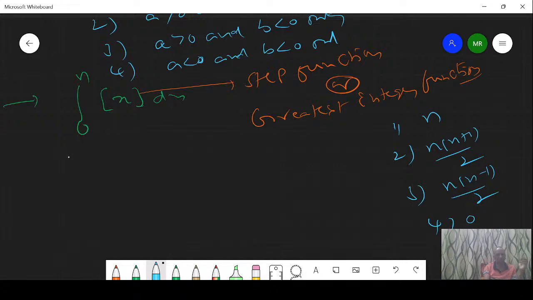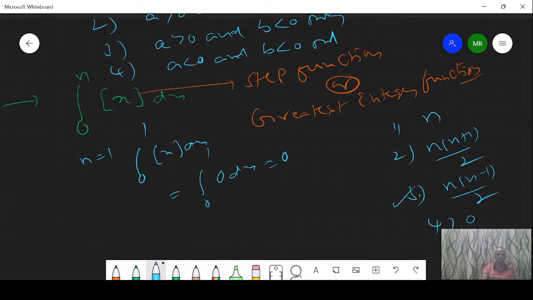So for example, I will explain the problem. Suppose you take n equal to 1, integral from 0 to 1 of step x. Between 0 and 1, the step x value will be 0, so the integral of 0 dx will be 0 only, right? The answer will be 0. When n is equal to 1, you should get 0.